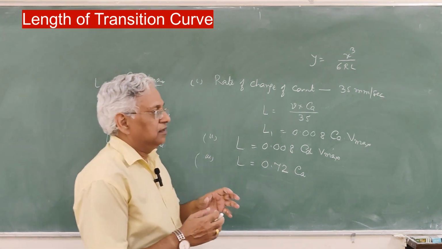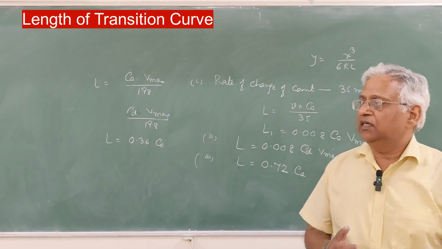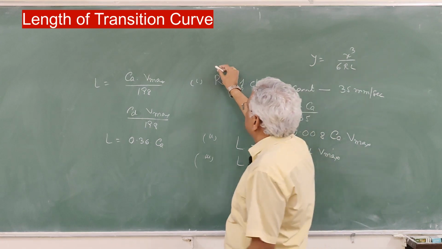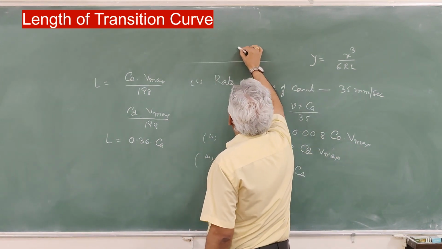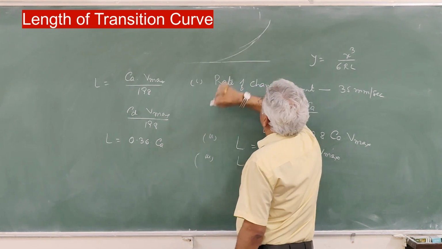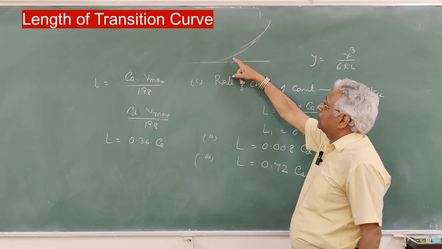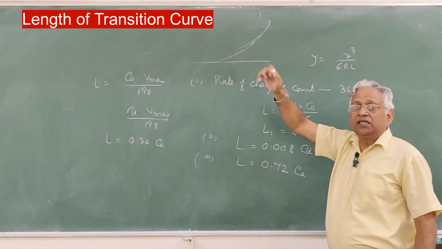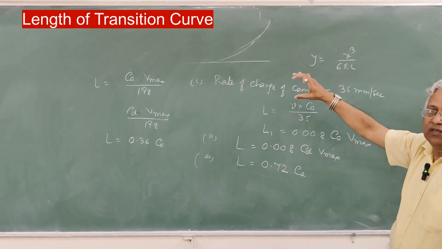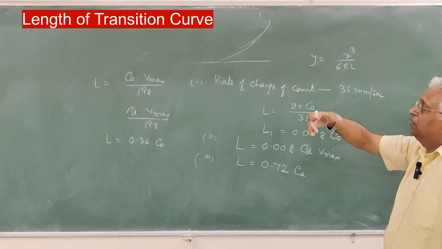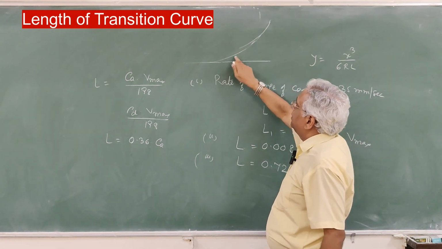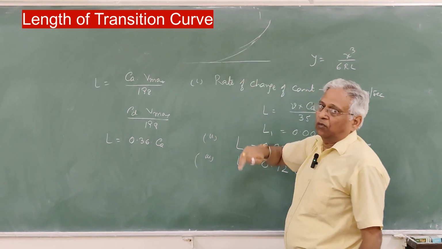Now, the standards further say that if there are restrictions on the site to provide full length of transition, then the attempt should be to provide the cant in such a manner that the overall speed on transitional and horizontal curve is uniform, so that there is no discomfort to the passengers. Or you can say the speed should be optimized so that the overall speed is maximized, or maximum speed is obtained on transitional as well as on circular curve.